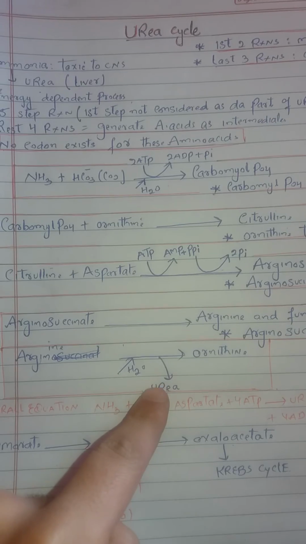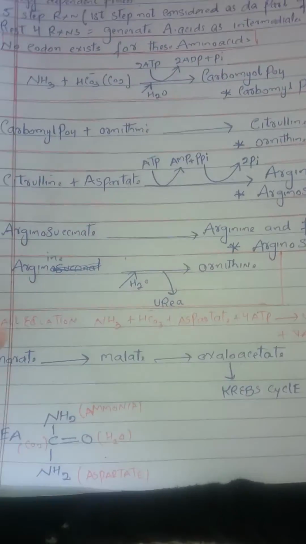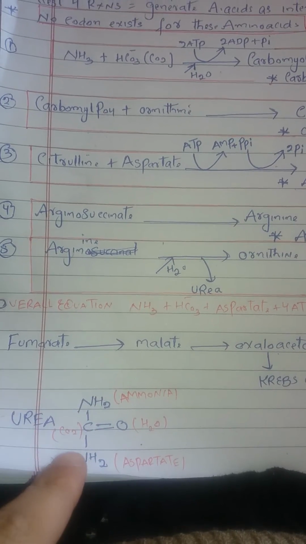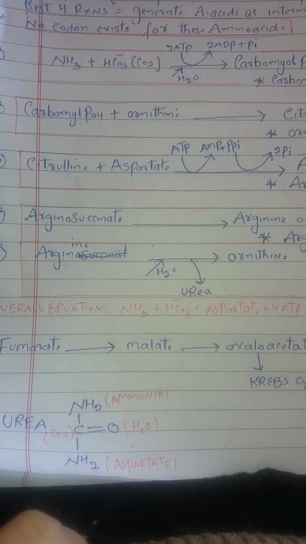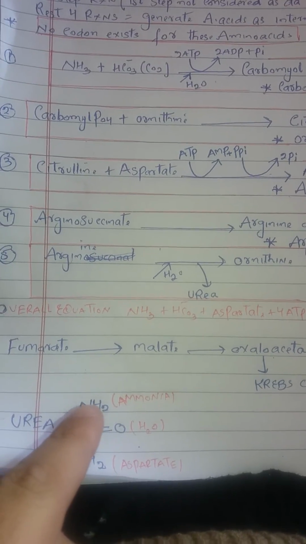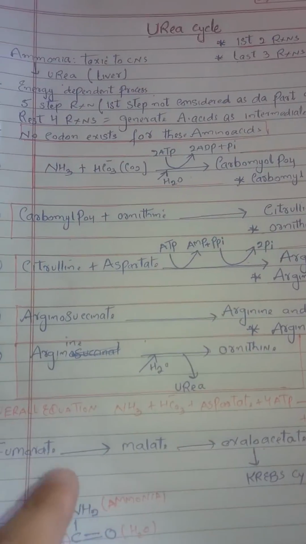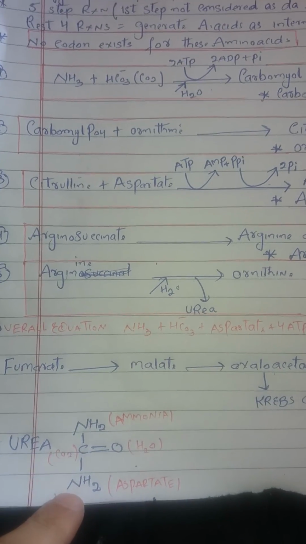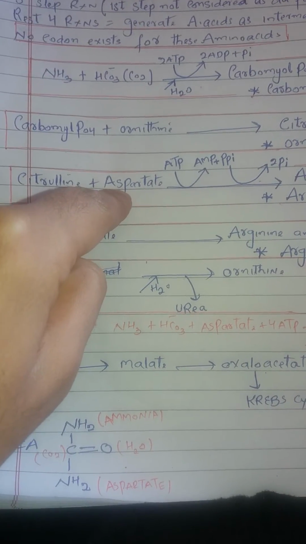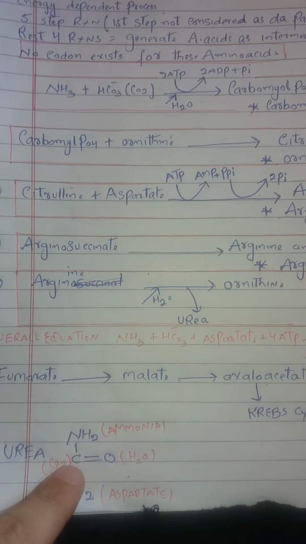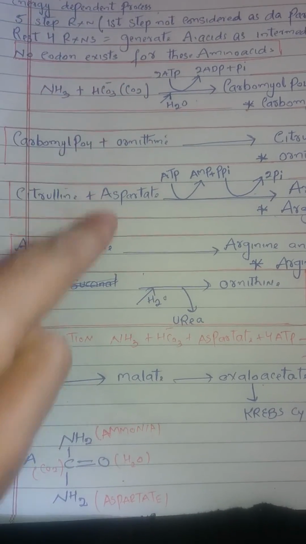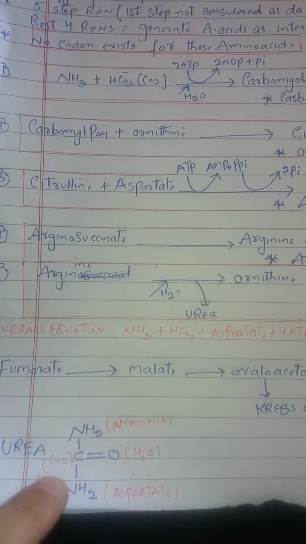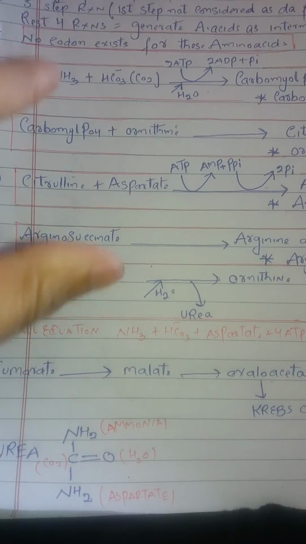Now this urea, since we know the structure of the urea as I have mentioned it here, contains one NH2 group, a second NH2 group, and it has C double bond O. Remember, in the urea, the first NH2 group comes from the ammonia, which we had taken here. The second NH2 group comes from the aspartate, which we had used here. The carbon comes from the carbon dioxide, which we had utilized here. The oxygen comes from the water, which we added here. So this is the overall structure of the urea, and the composition of urea comes from the whole cycle.